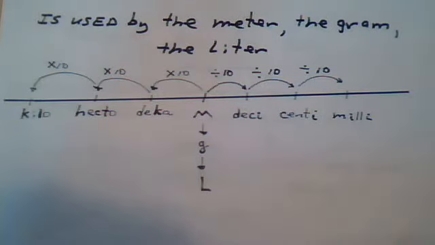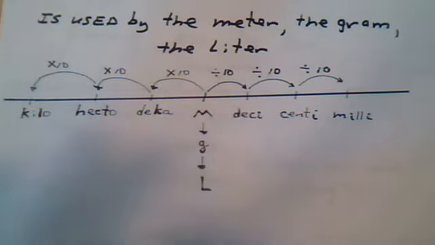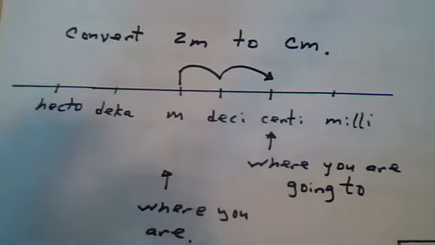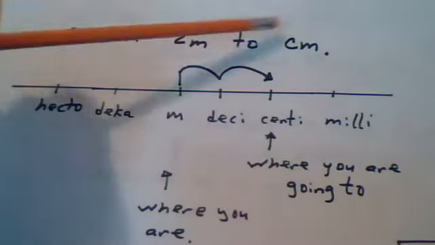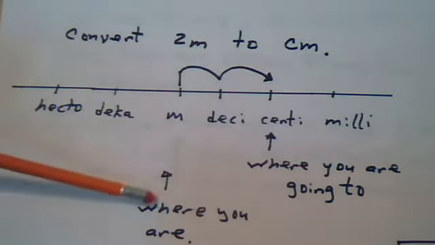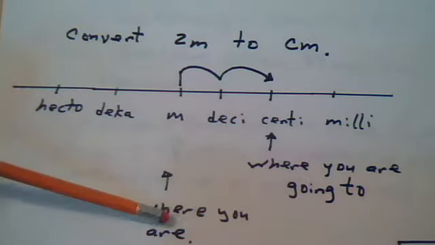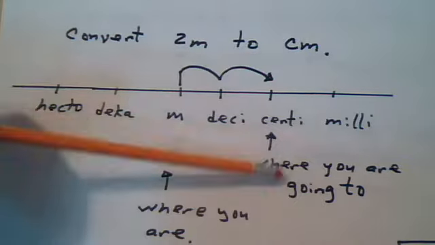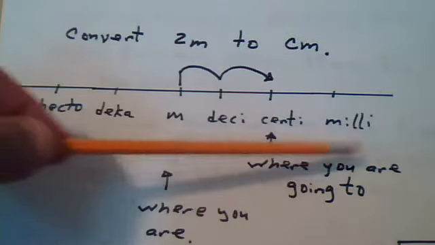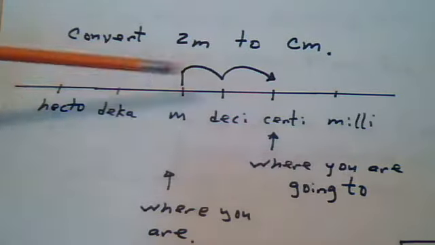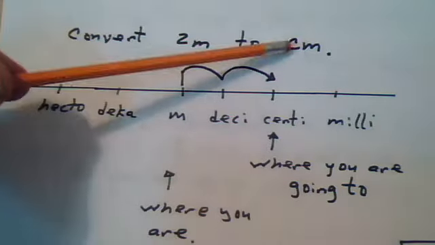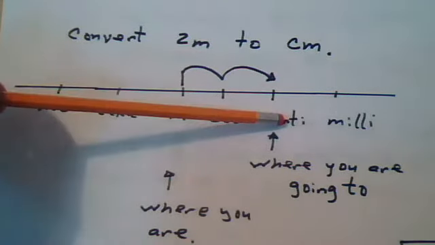So the very first step is to identify where the decimal is. If they don't give you a decimal, assume the decimal is at the far right. So let's convert 2 meters to centimeters. Where you are, we're at the meters, 2 meters. Where do you want to go? To the centimeters. So we go from meters to centimeters, so we're going from here to here.